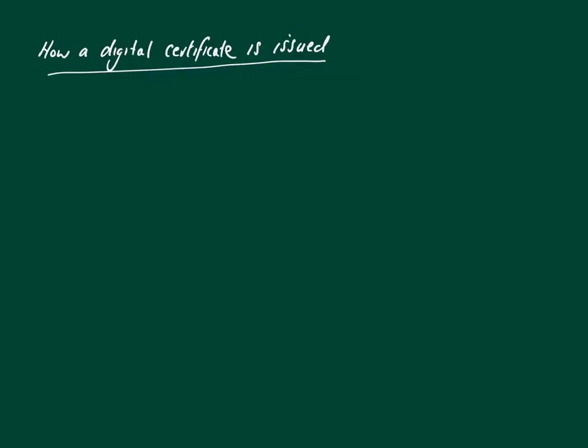Now remember that a digital certificate comes not from the computer that's sending the message, but from a certificate authority. So you need to know how a digital certificate is actually issued by the certificate authority. There's 4 steps involved.